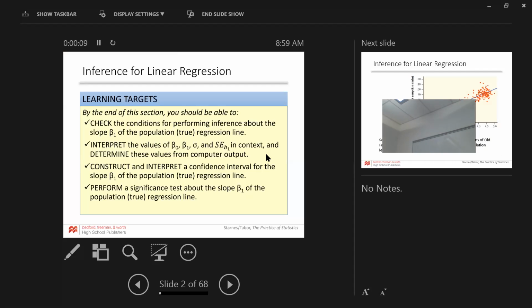Check conditions for performing inference. Interpret the symbols, a confidence interval, and a test. Okay? So, first thing you have to realize is this. When you see a capital letter, that refers to the parameter. Capital letters go to the population parameter. Small case letters go to the sample statistic in this chapter.